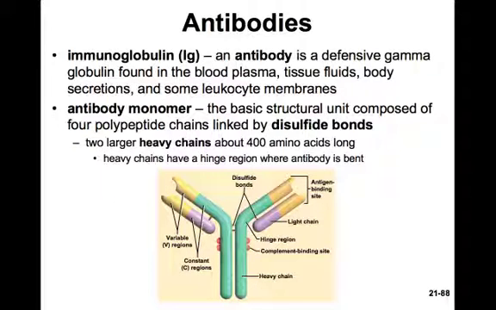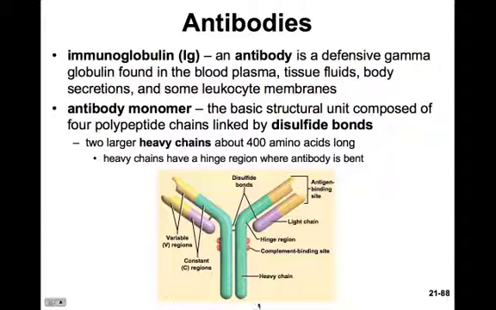So we've talked a lot about antibodies. Now we should take a closer look at what an antibody is and how it works. Antibodies are also called immunoglobulins, or Igs. They're defensive gamma globulins that are found in the blood plasma, tissue fluids, and body secretions, and in some leukocyte membranes.